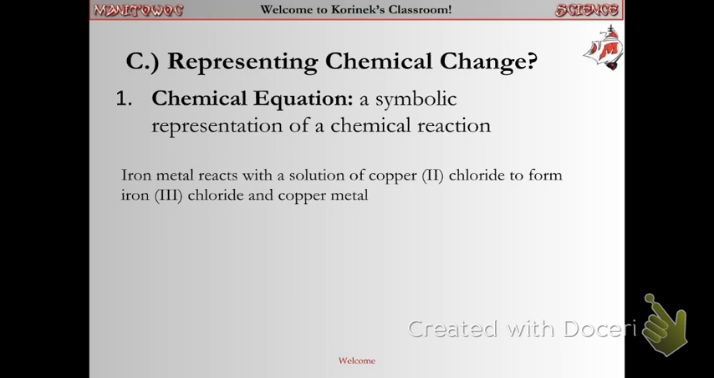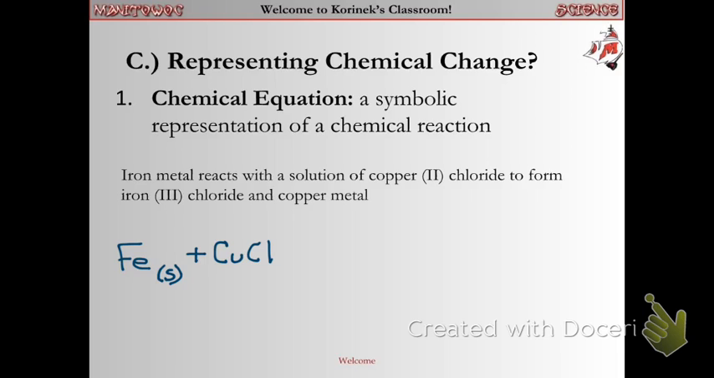Okay? So iron metal. Well, iron is just Fe from the periodic table. I'm going to make that a little bit smaller. And if it's a metal, it's going to be a solid. We want to denote what the phase is of that material. Okay? Copper 2 chloride. Okay, copper 2 chloride, CuCl2.